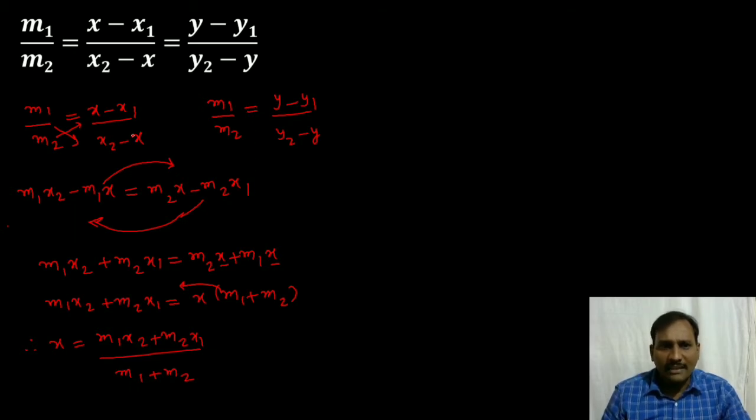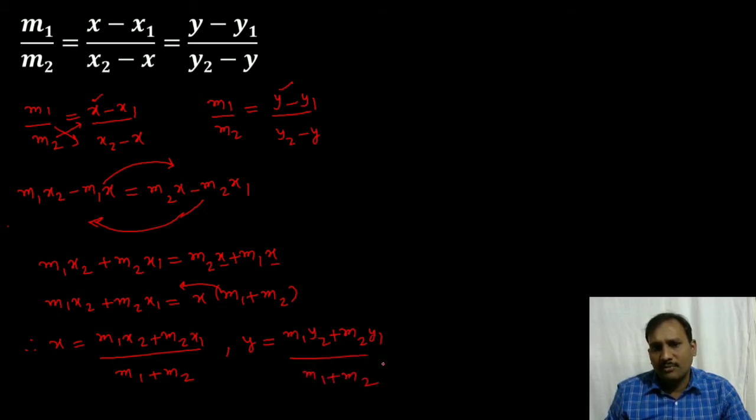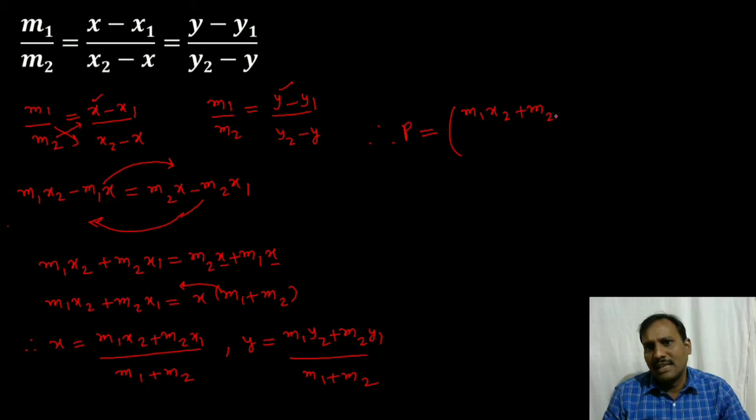So similarly, the equations are the same. Only the x is replaced by y here. Therefore, you will get y as (M1 y2 plus M2 y1) by (M1 plus M2). Therefore, the coordinates of P are ((M1 x2 plus M2 x1) by (M1 plus M2), (M1 y2 plus M2 y1) by (M1 plus M2)).